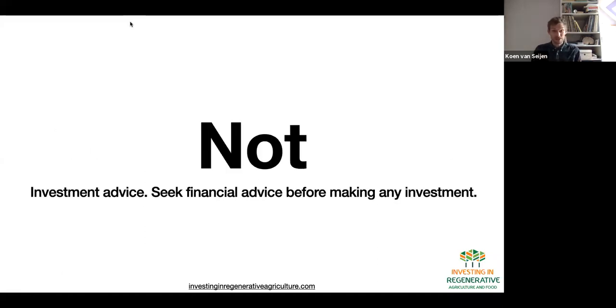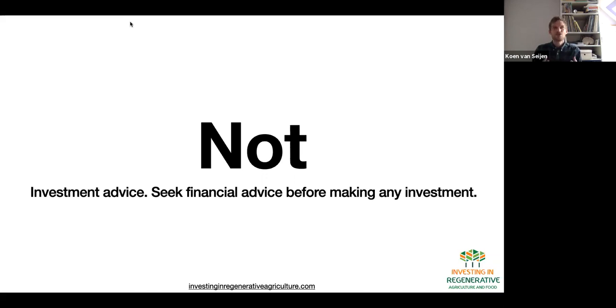This is not investment advice. Seek professional advice before making any investments. And just to be clear, I'm a small retail investor. I don't have any money invested in the funds we might mention, or in the ag tech companies. I haven't done due diligence on these funds. And I will always mention when I have a special relationship with any of the companies, for instance, when I'm an advisor or if there's an introduction fee.